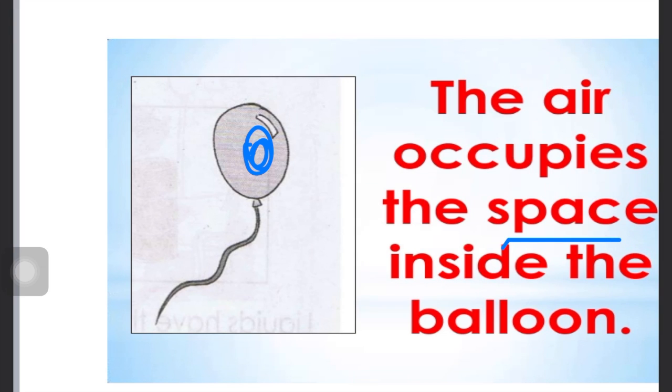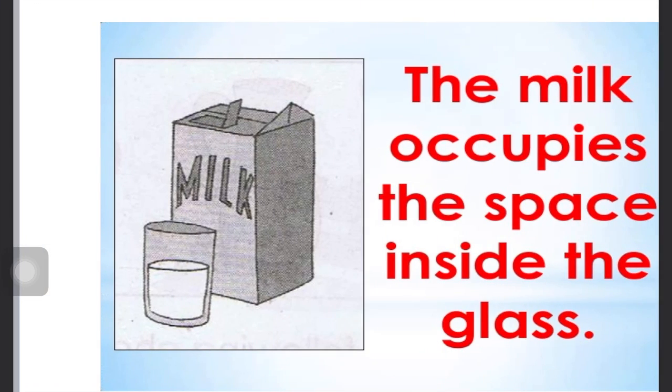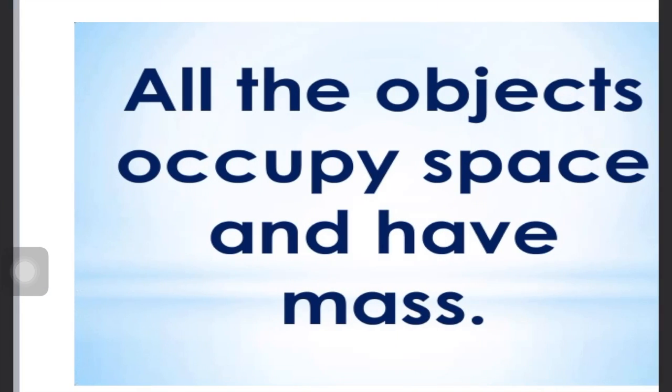The milk occupies the space inside the glass. Milk, the liquid, occupies the space of the glass, or the box. All objects occupy space and have mass, like vinegar, oil, petroleum, gasoline. That we call mass.